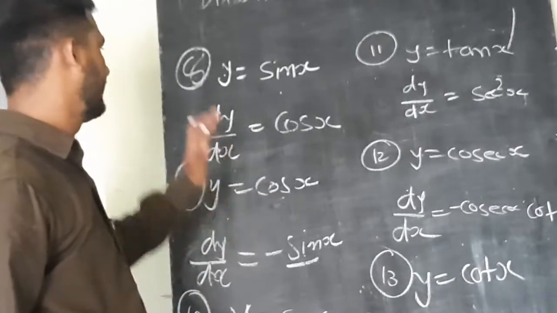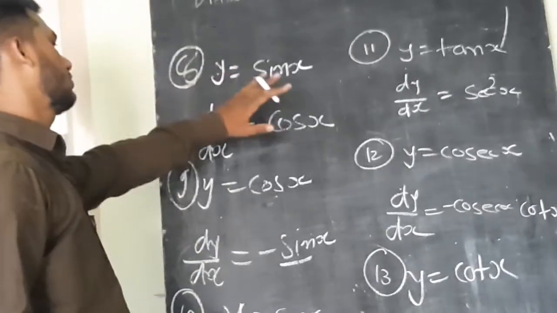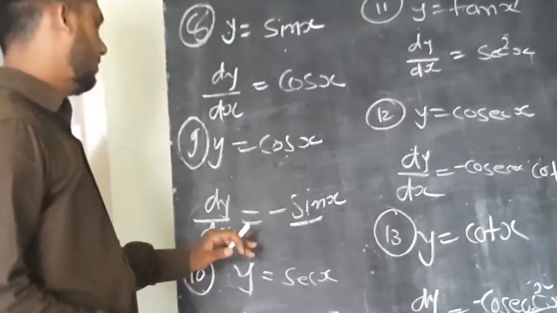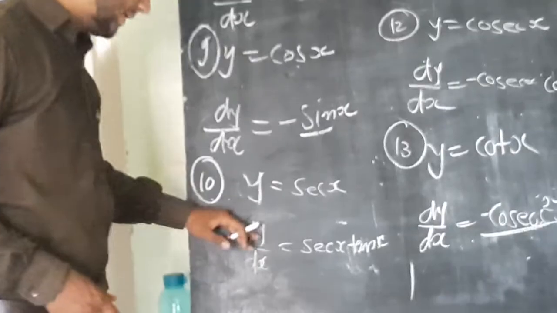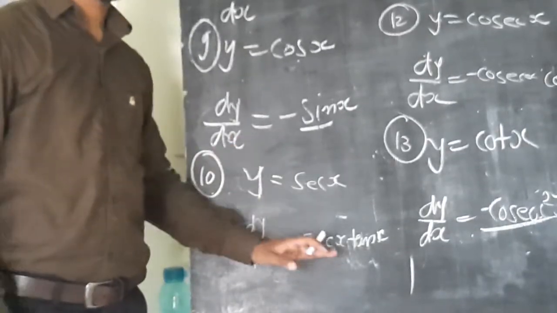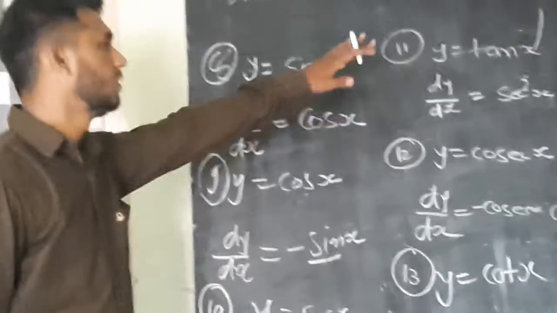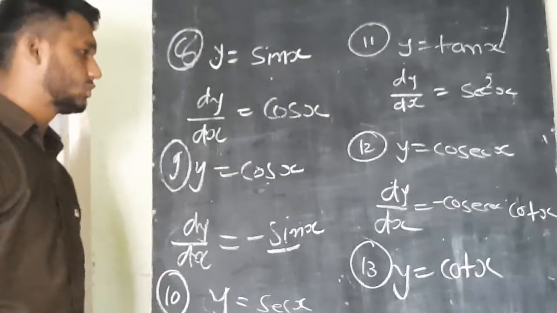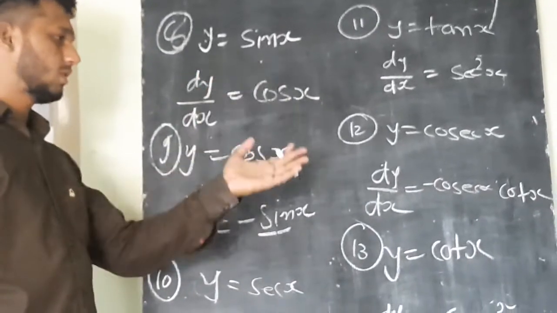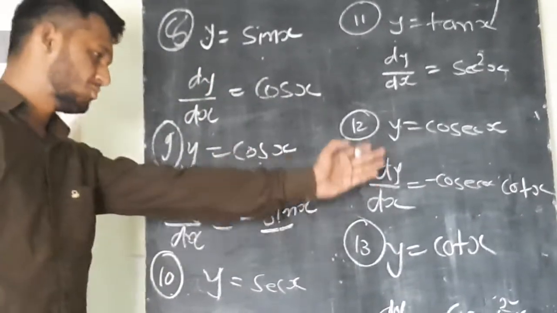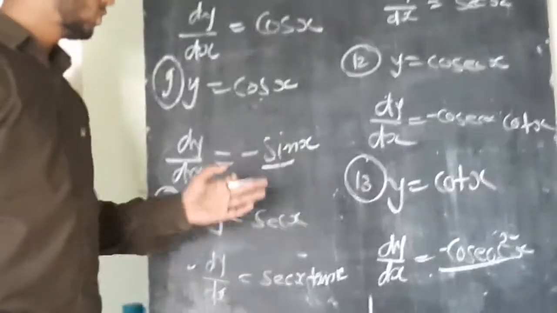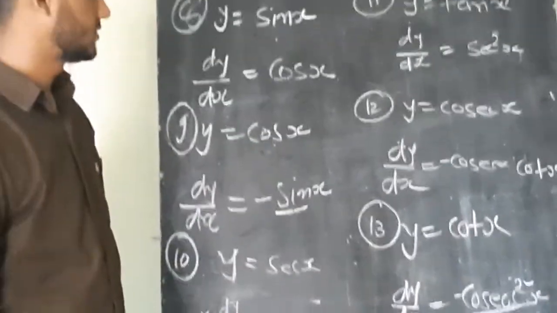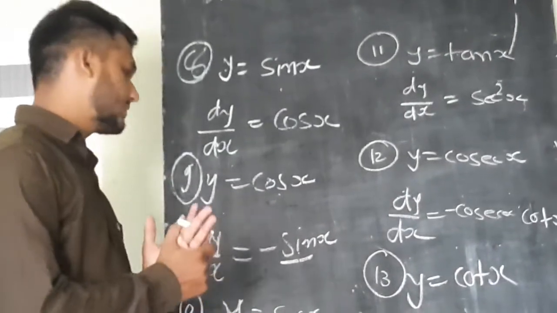So I revise these formulas. Y is equal to sin x, so we get dy by dx is equal to cos x. If y is equal to cos x, then dy by dx is equal to minus sin x, and y is equal to sec x, at that time dy by dx is equal to sec x into tan x. Also for y is equal to tan x, dy by dx is equal to sec square x, and y is equal to cos x, dy by dx is equal to minus cos x into cot x, and also whenever y is equal to cot x, we get dy by dx is equal to minus cosec square x. Now we have other formulas.